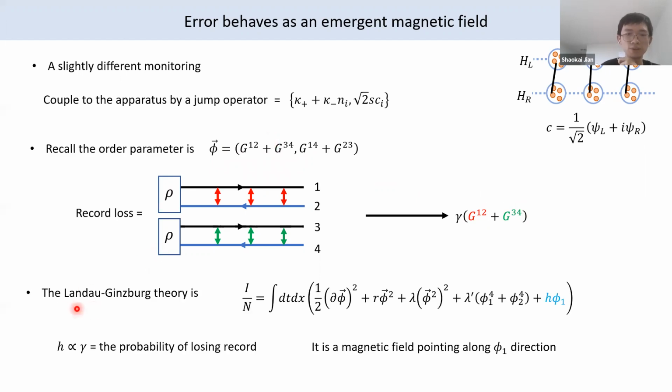So we have this Landau-Ginzburg theory, almost the same as before. The effect of the quantum error is the last term. So it is a linear coupling to phi 1. And the strength of that is proportional to the probability of losing a measurement record. And it is like a magnetic field pointing along phi 1 direction.